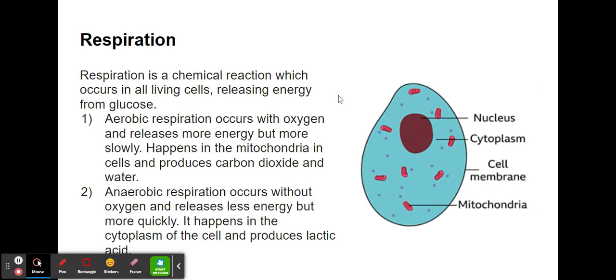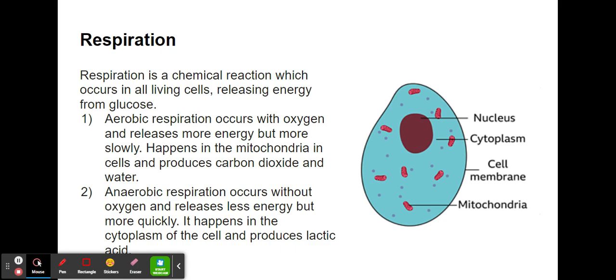So, what is respiration? Respiration is a chemical reaction which occurs in all living cells, releasing energy from glucose. So, the cells need to be living, it doesn't happen in dead cells, and it doesn't happen in things that aren't made up of cells. Now, it's an energy transfer. It's releasing energy which is stored in a glucose molecule for the cell to be able to use to do work. Now, there are two different types of respiration, aerobic and anaerobic.